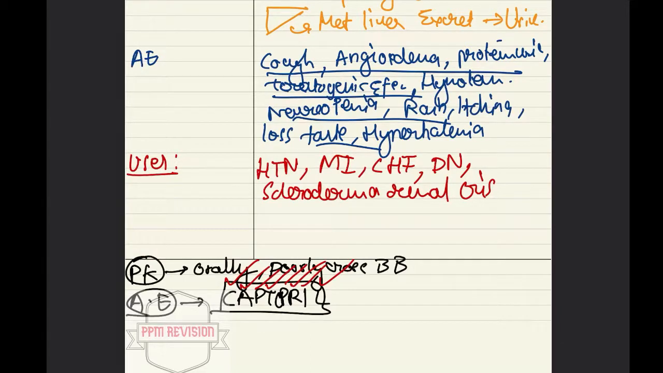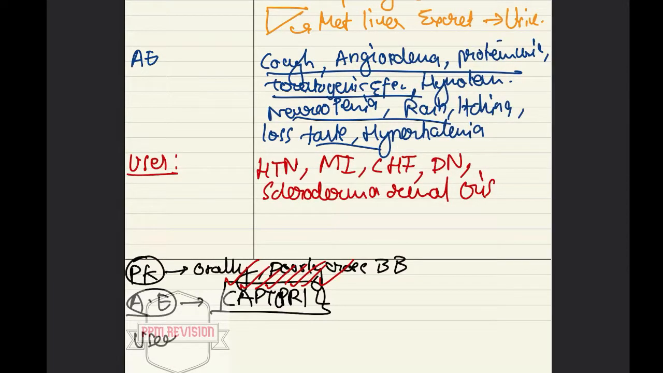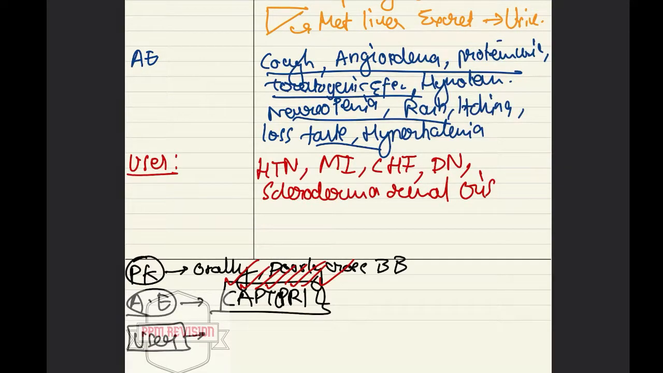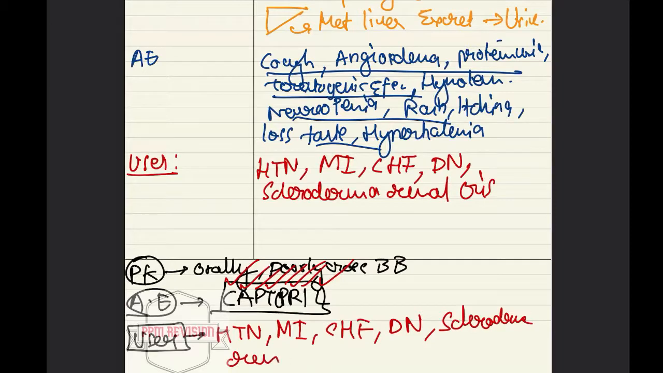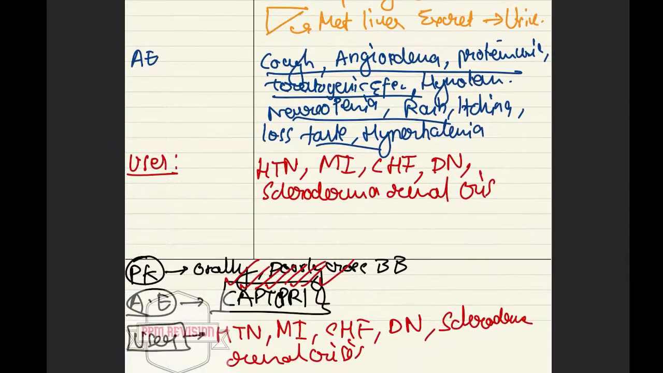Now quickly going to what are the uses. So looking at the uses, I'll be writing the same thing because it's very important. So there's hypertension, MI, CHF, DN, and scleroderma renal crisis. So hopefully this is clear. Now we'll be moving further.